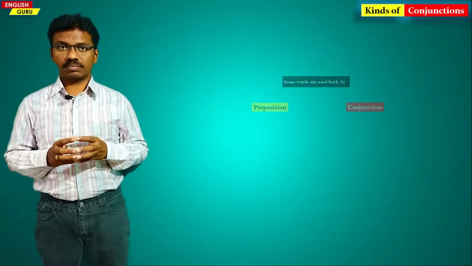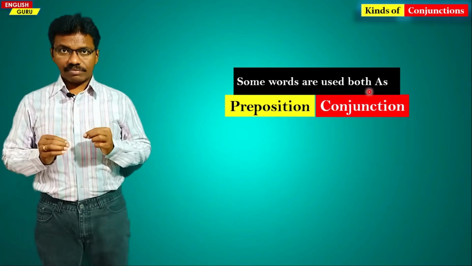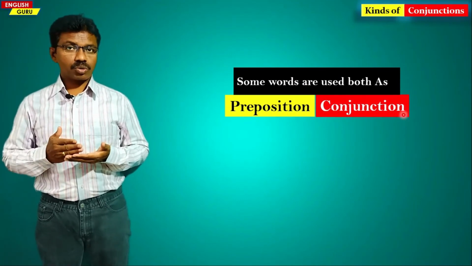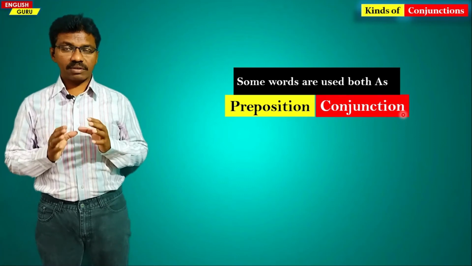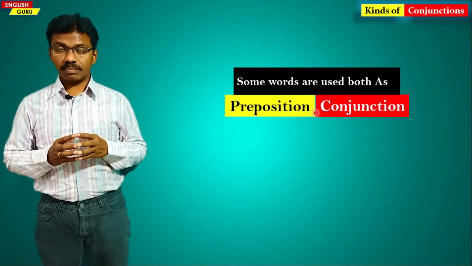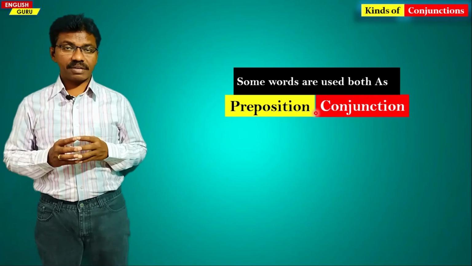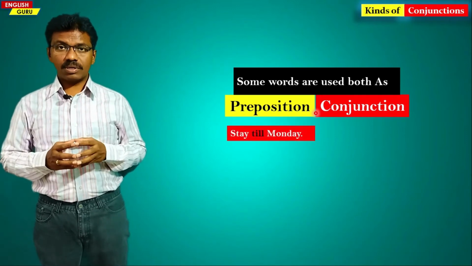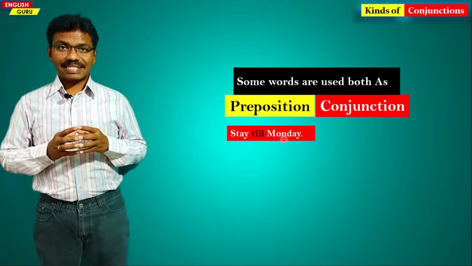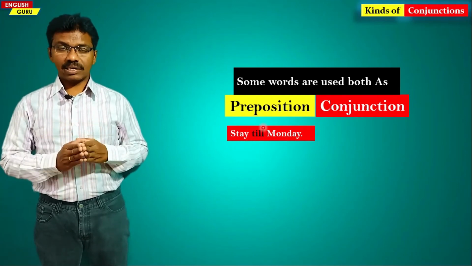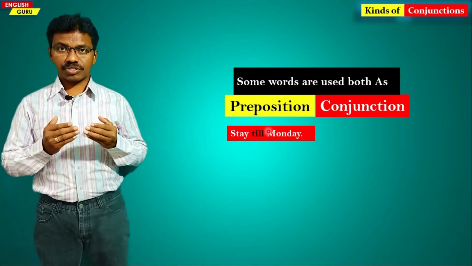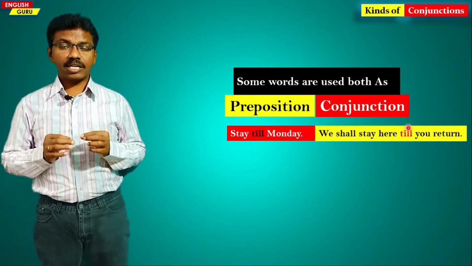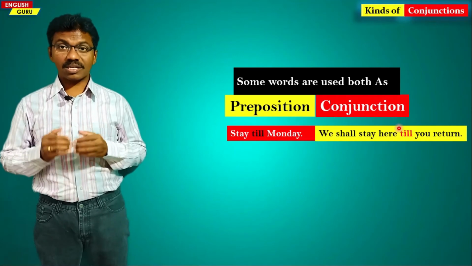That is crucial. Some words in the English language are used as a preposition and as a conjunction also, but we have to be careful by looking at them in context and identify whether they are prepositions or conjunctions. For example, let us take them in sentences. Stay till Monday. Till here in this sentence is a preposition, whereas in another sentence, we shall stay here till you return, till is a conjunction.